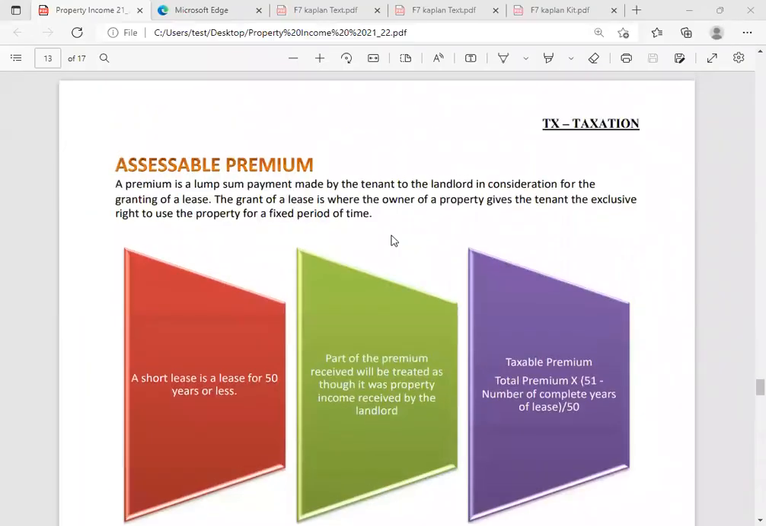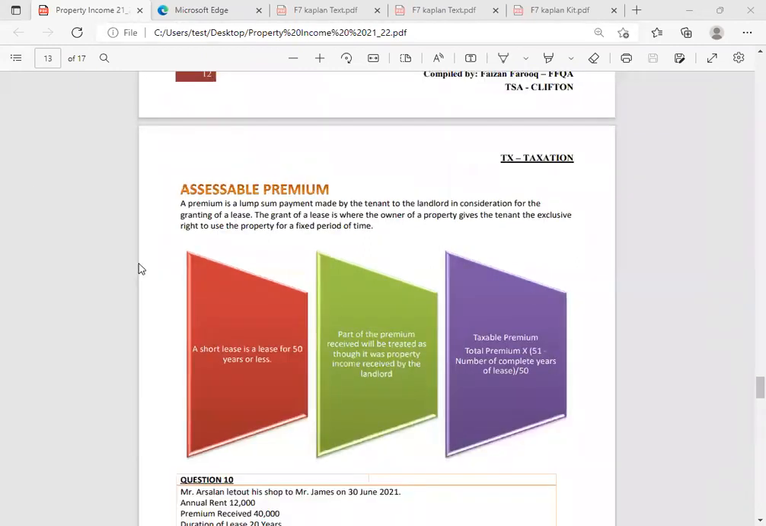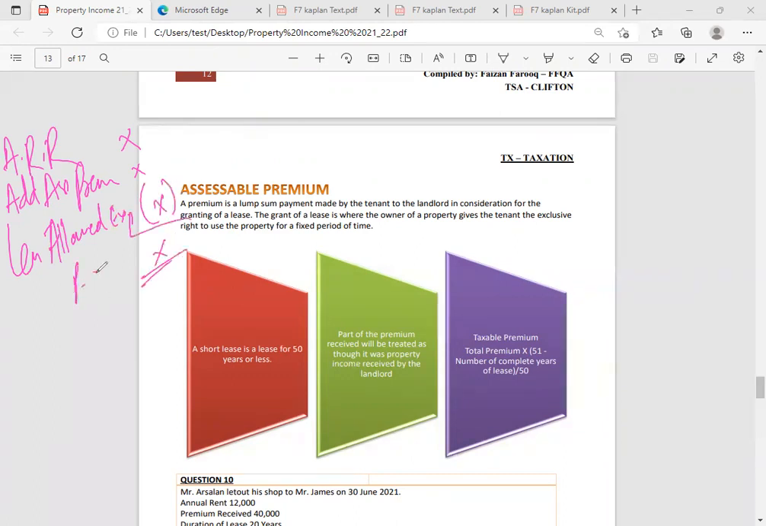Yes, premium. What is premium? Premium, you can say like a security deposit. Premium is taxable. We learned a format earlier in our last class as well. Annual rent receipt, then add assessable premium. Assessable means taxable, less allowed expenses. We know that is property income. This we learned. Now the time to finish assessable premium.